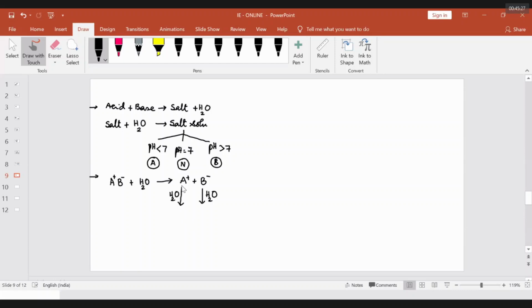What is salt hydrolysis? Listen carefully. Salt hydrolysis is a process in which, when salt is dissolved in water, ions of salt selectively react with ions of water. Yes, this is the example.